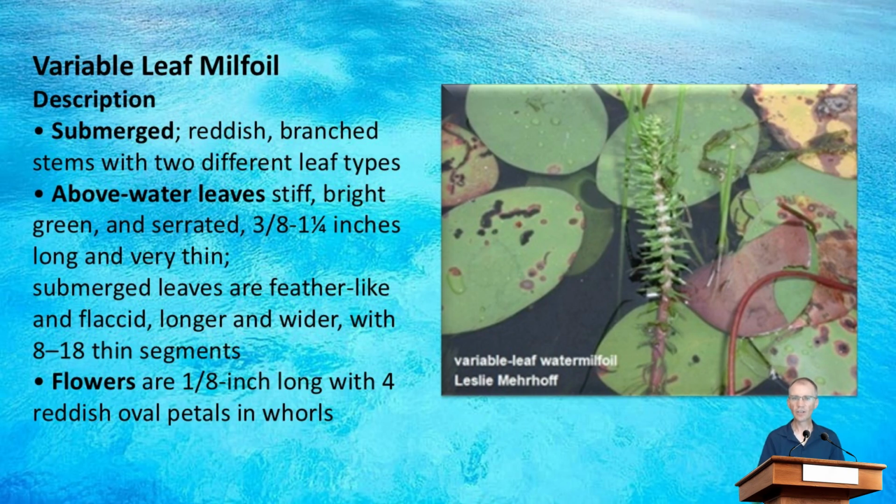Description: submerged, reddish, branched stems with 2 different leaf types. Above water leaves stiff, bright green, and serrated, 3/8 to 1 1/4 inches long and very thin. Submerged leaves are feather-like with flaccid, longer and wider, with 8 to 18 thin segments. Flowers are 1/8 inch long with 4 reddish oval petals in whorls.